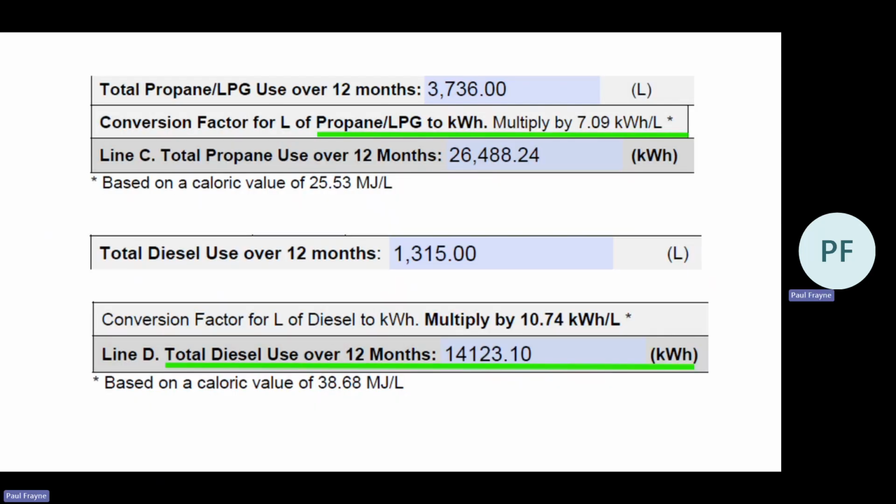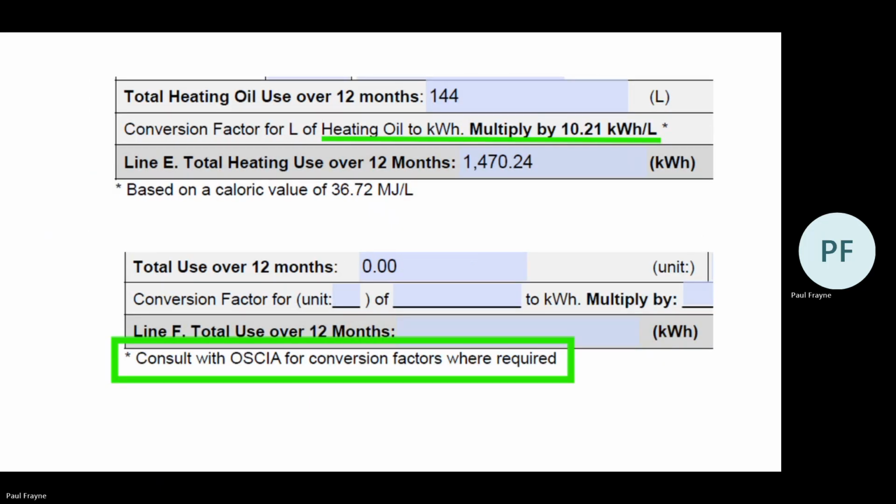Here we see the amount of propane and diesel used on the whole farm operation over the 12-month period. The energy conversion factors will automatically calculate the kilowatt hour equivalent energy use. If you are including an alternative energy source, input the kilowatt hour conversion factor and make sure the calculation is correct.